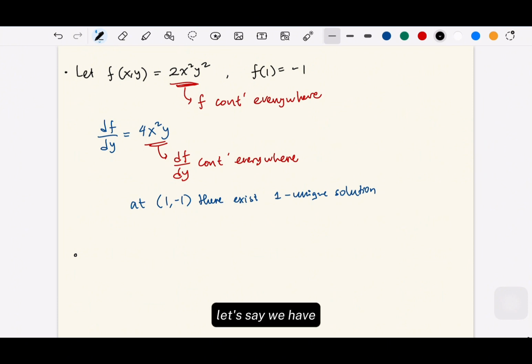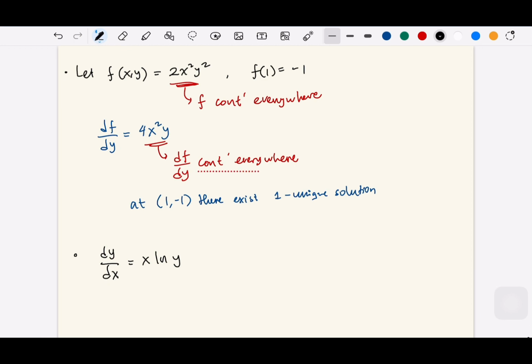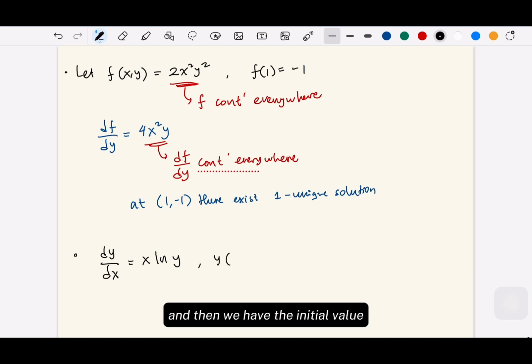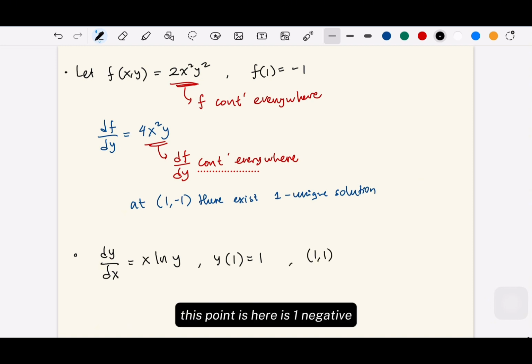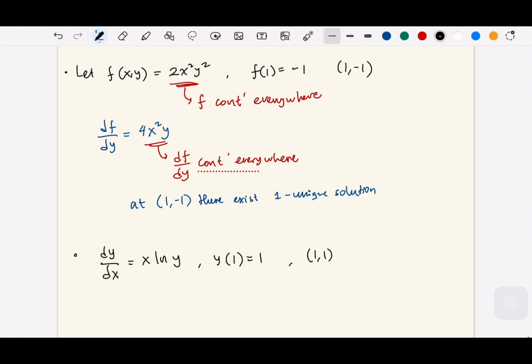we have dy dx equal x ln y, and then we have the initial value. So the point is 1, 1, right? Okay, this point here is 1, negative 1. I forgot to write.